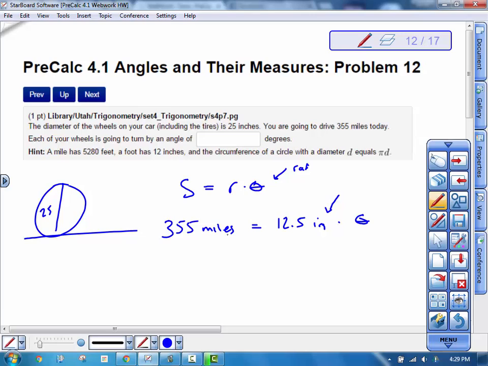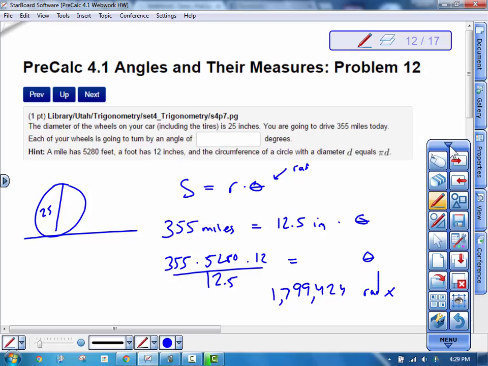Now, I can't have inches and miles. I need to convert one of these, so I'll just convert this to inches. I'll multiply by 5,280 feet are in 1 mile, so the miles cancel, and then I'll multiply by 12 inches are in 1 foot, so the feet cancel. And so basically I have 355 times 5,280 times 12 equals 12.5 times theta. So divide both sides by 12.5. And that gives us our angle in radians, which is 1,799,424. So it'd be about 1.8 million radians.